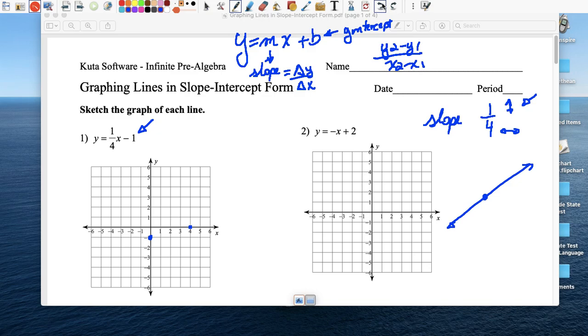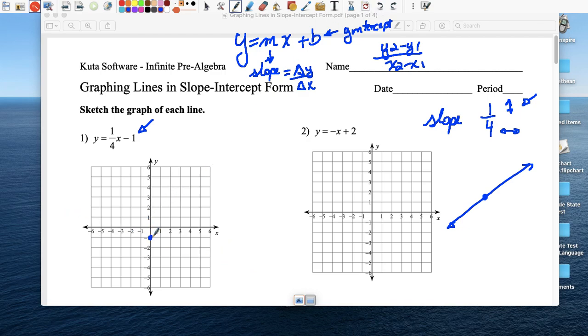Now, let's say you decided, well, what if I went 1 up and 4 left? 1, 2, 3, 4. And I plotted the next point over here. Well, if you connect these 2 points, you would have gotten a negative slope. And you know that you are incorrect, because a negative slope and the slope given to us doesn't match. So we know it's positive.